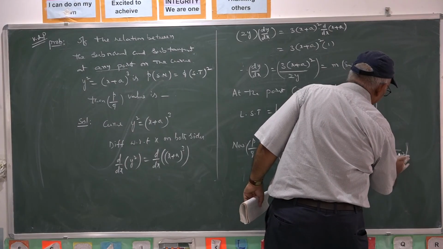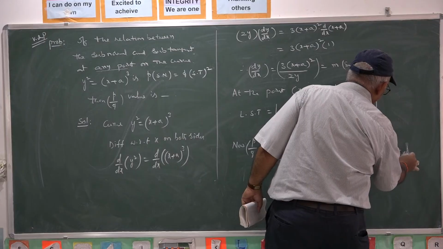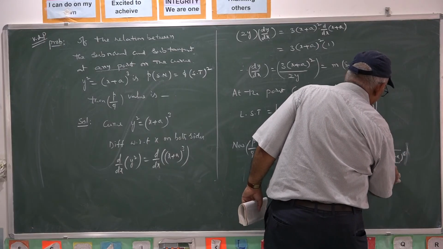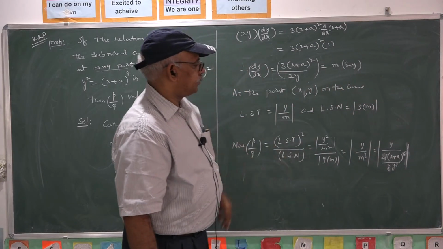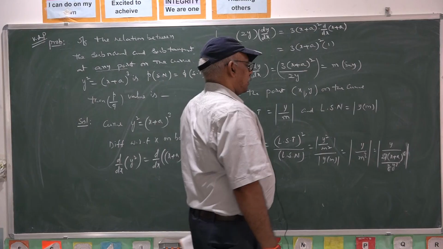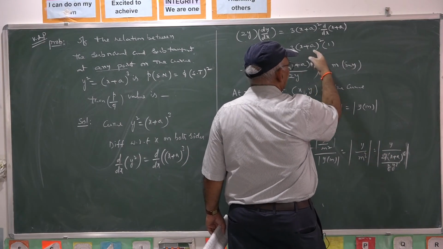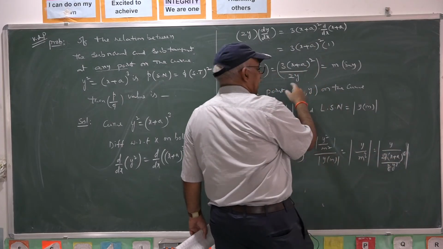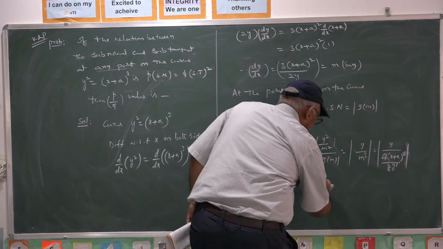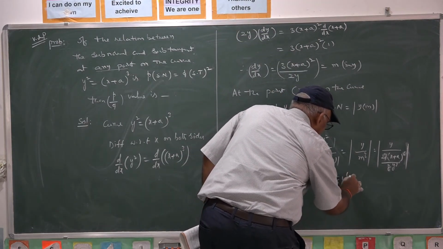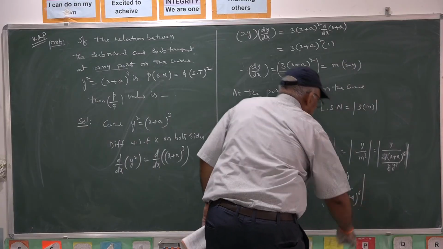whole cube. Taking cube, this is 27, this is power 6, this is 8y cube, the m cube value. 3 cube is 27, x plus a whole square whole cube, power 6, by 8y cube. Now, on simplification, this is modulus of 8y power 4 by 27 into x plus a whole power 6.